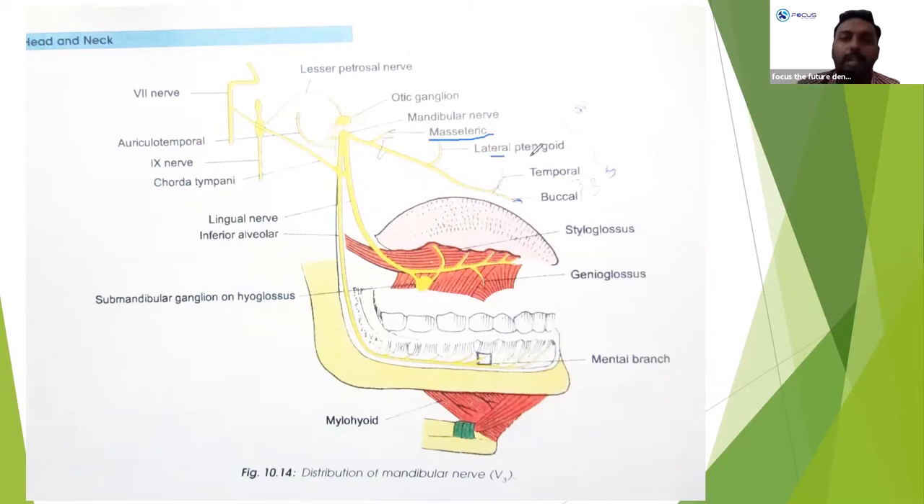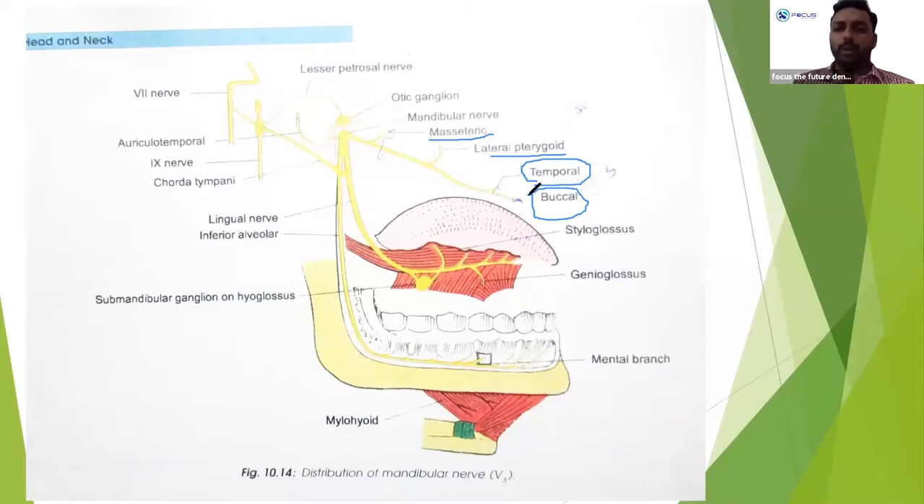Then you have the lateral pterygoid. Again, it is a motor supply to the lateral pterygoid muscle. Temporal, motor supply to the temporalis. And finally, this buccal nerve. What does this buccal nerve do? Can any one of you tell? Sudeep.